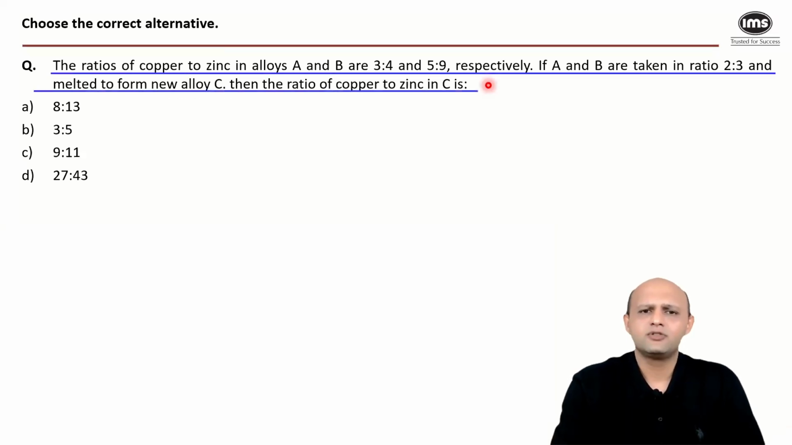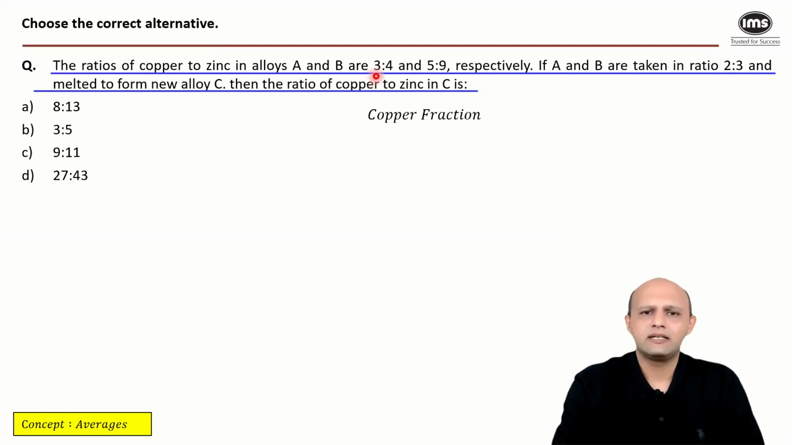Let's understand how to solve this. There are multiple ways. One is obviously the weighted average approach, which we'll discuss. So what's the fraction of copper that is involved here? If you look at this, 3 parts of copper, 4 parts of zinc, so that would be 3 by 7. What would be the fraction of copper in the second alloy? It would be 5 by 14 because 5 parts are copper, 9 parts are zinc. So in the second, copper forms 5/14 of the total mixture. Here, copper would form 3/7 of the total.